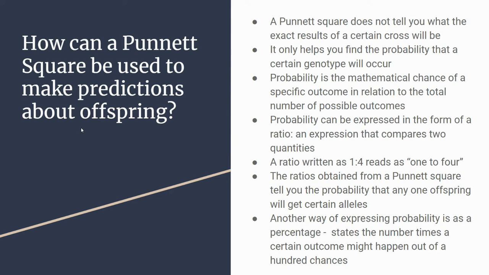1 out of 2. You have a 50-50 chance that you are going to flip your coin and it's going to land on heads. Every single time you flip that coin, you have a 50-50 chance because there are only 2 options. That's probability.